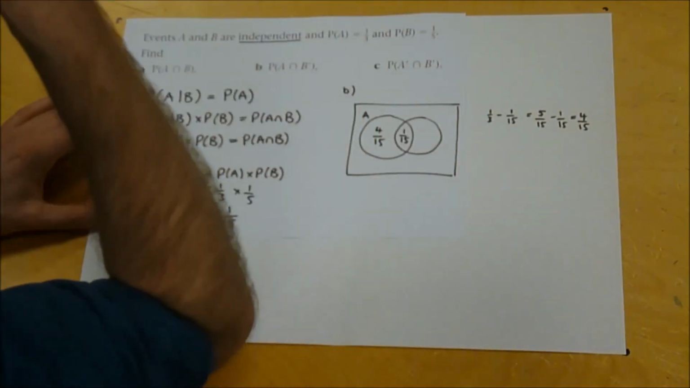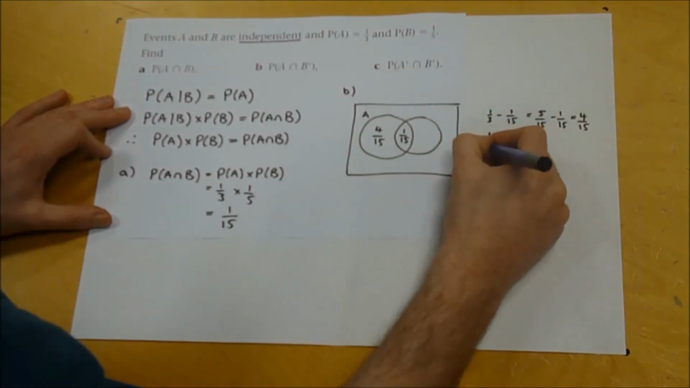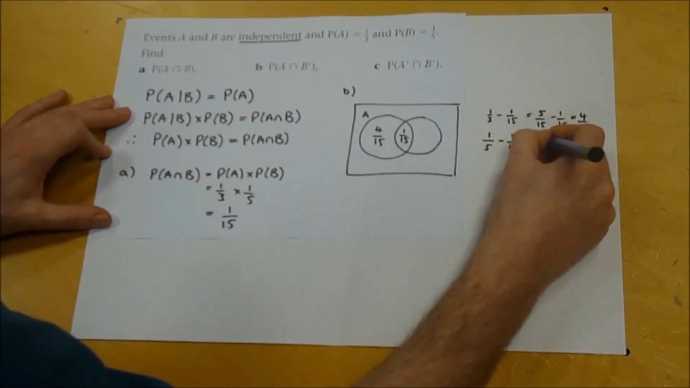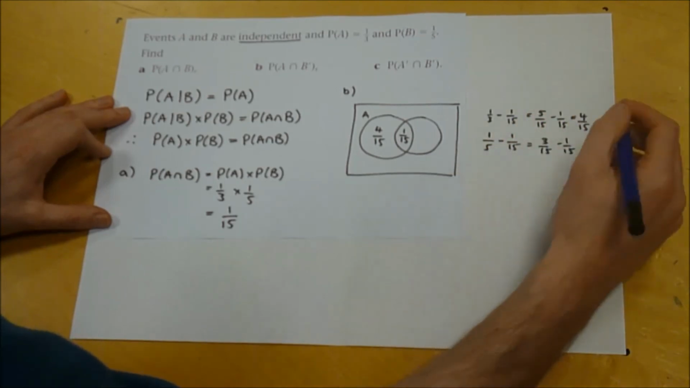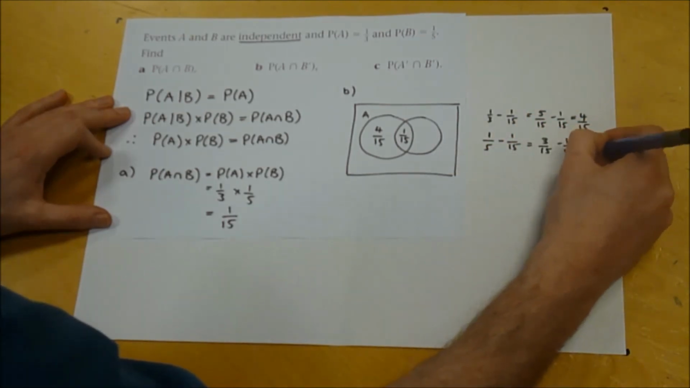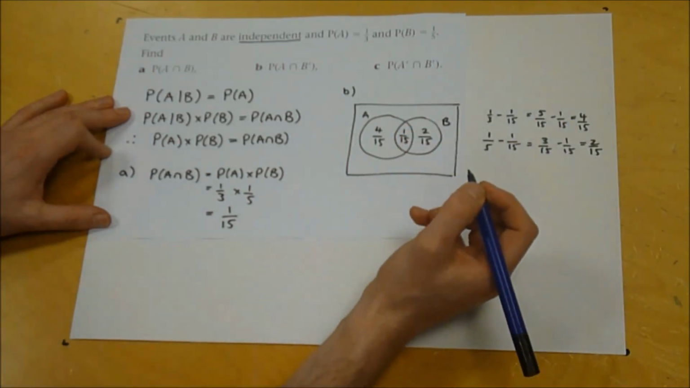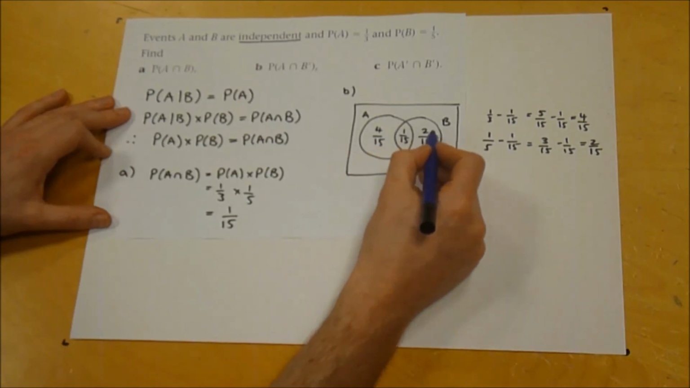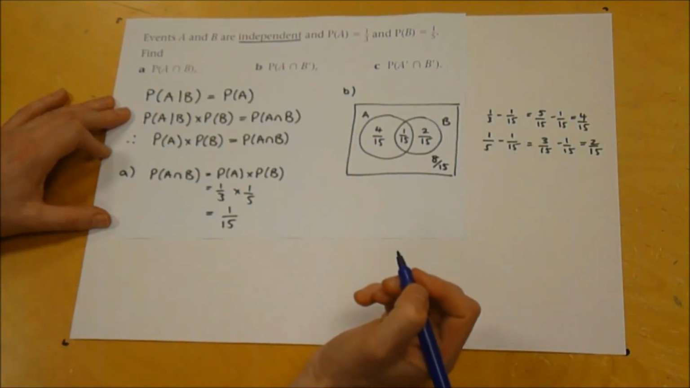But we know the probability of B is 1/5, so we've got to do 1/5 minus 1/15 to get what's in this section. 1/5 is just 3/15. So that is 3/15 minus 1/15, which is 2/15. So that goes there. Well, we know the whole thing must add up to 1. So at the moment we've got 7/15, so we've got to have 8/15 on the outside.